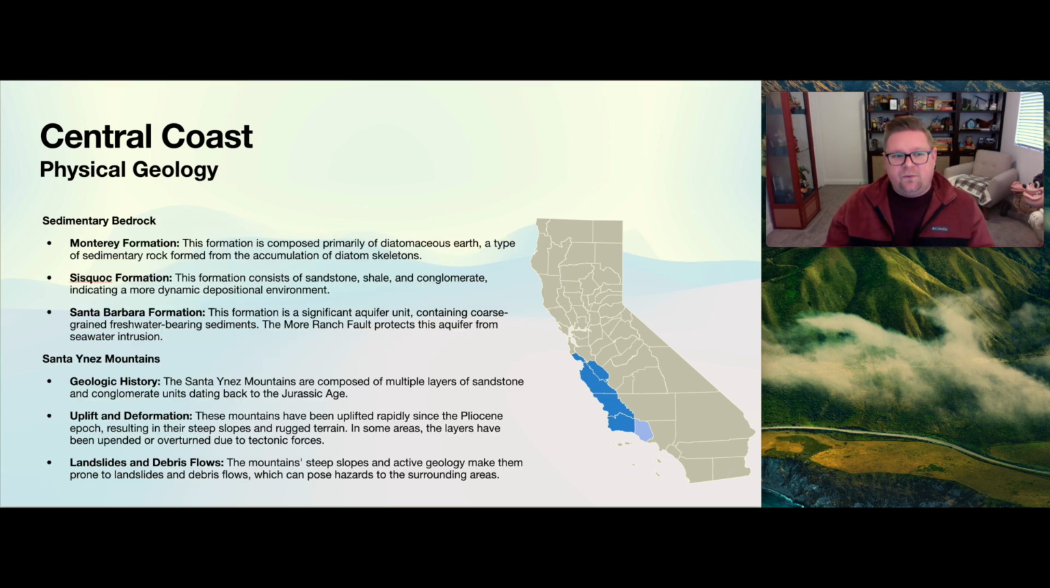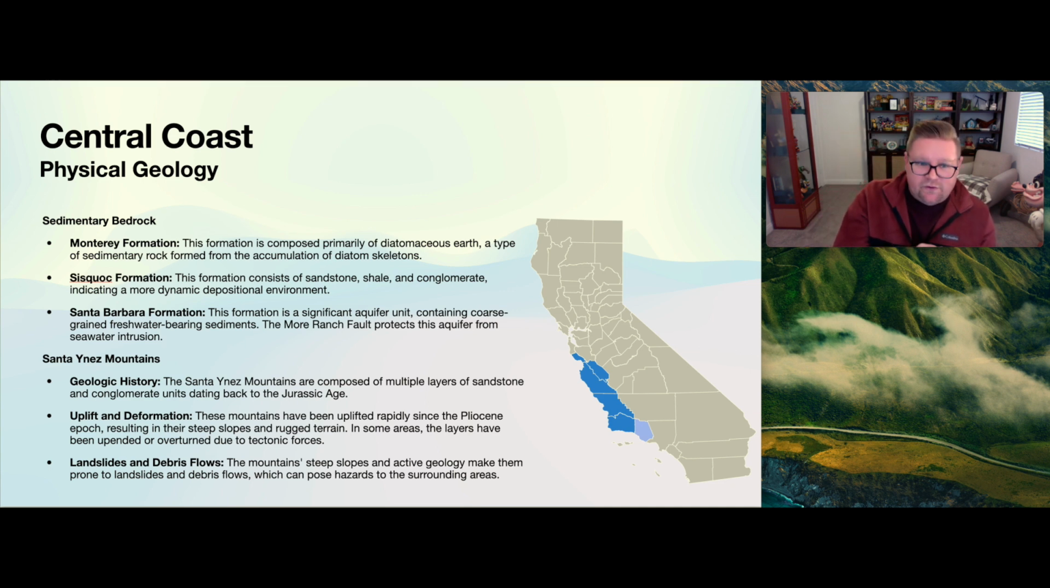So, what type of rock do we find? There is sedimentary bedrock. You've got the Monterey, the Sisquoc, and the Santa Barbara formations. The first one, the Monterey, is diatomaceous earth, which is a type of sedimentary rock made out of the accumulation of diatoms or skeletal fragments. Then the next formation consists of sandstones, shales, and conglomerates, which means it's a mixture of rounded grains, usually larger than an eraser head on the end of a pencil.